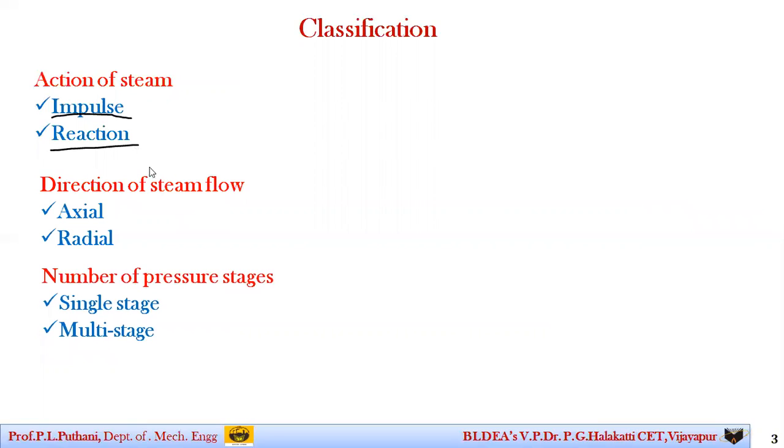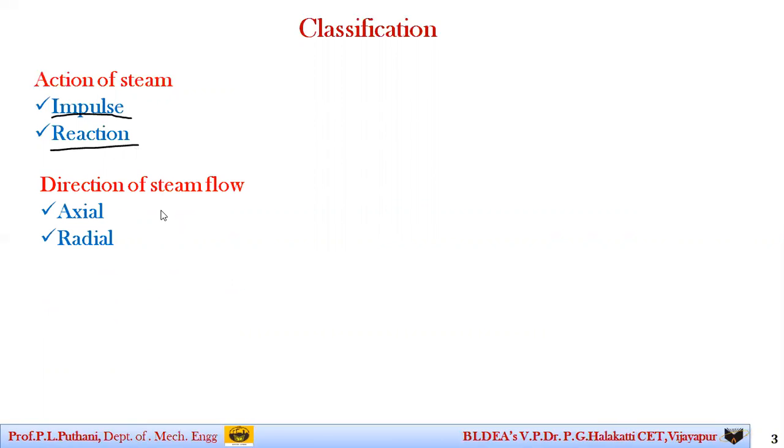Then, depending upon the direction of steam flow, they are classified into two types. We have already discussed this in module number 2 also. If the steam is flowing along the axis of the rotating shaft, we call them axial flow turbines. If the steam is moving away from the axis of the shaft in the form of a radial direction of the blades, we call them radial flow turbines.